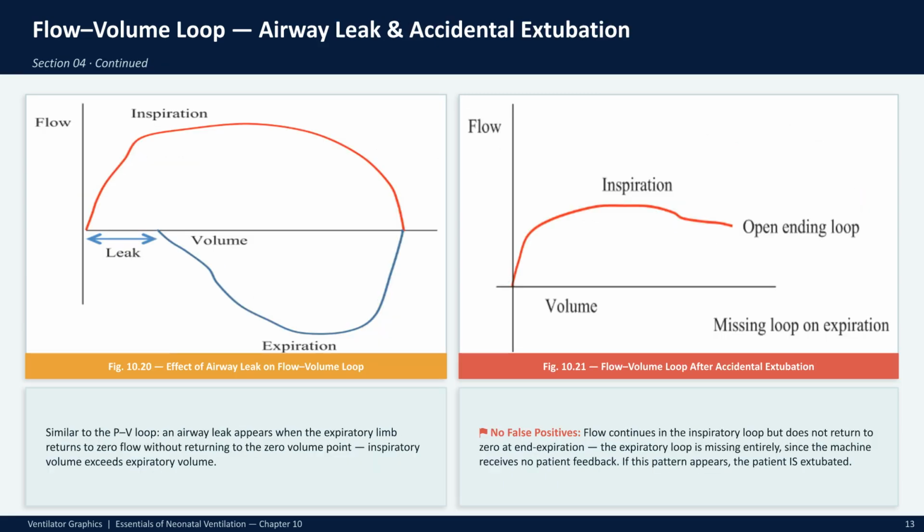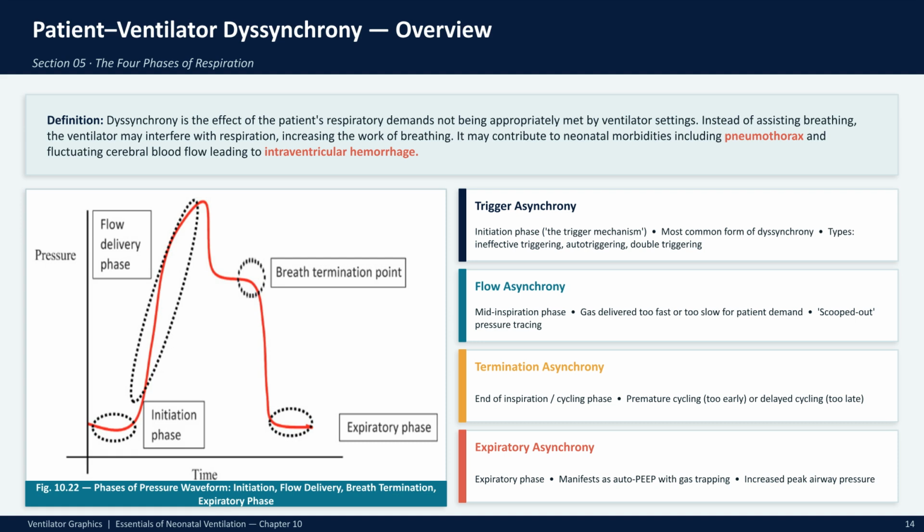Airway leaks in a flow volume loop appear when the expiratory limb doesn't return to the zero volume point. If the expiratory loop is missing entirely, it serves as a critical, high-confidence indicator of accidental extubation. Desynchrony occurs when ventilator settings don't meet patient demands, potentially increasing work of breathing and risk of morbidity. It is categorized by the respiratory phase: triggering, flow delivery, termination, or expiration.